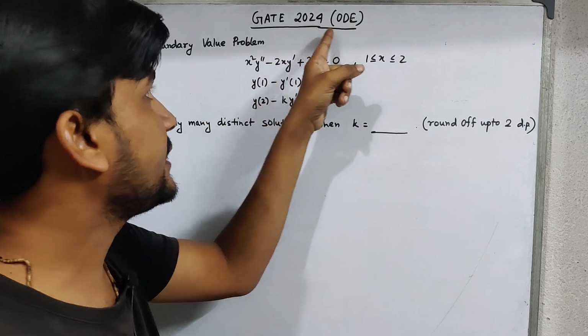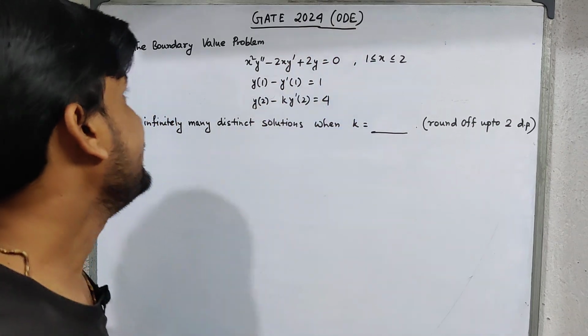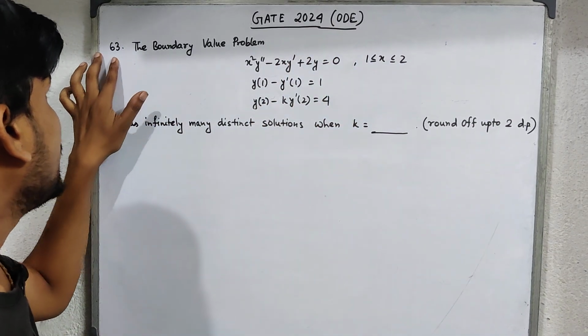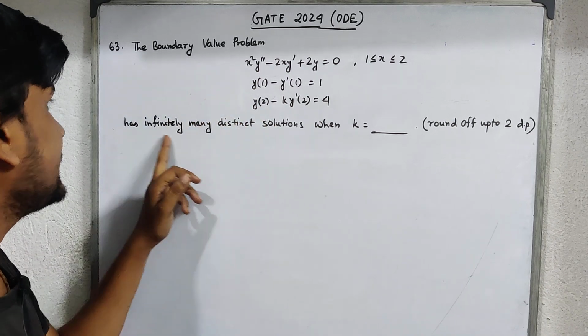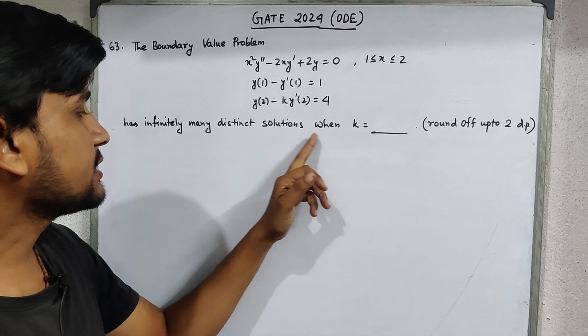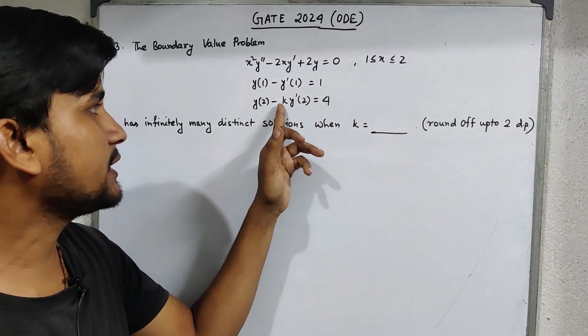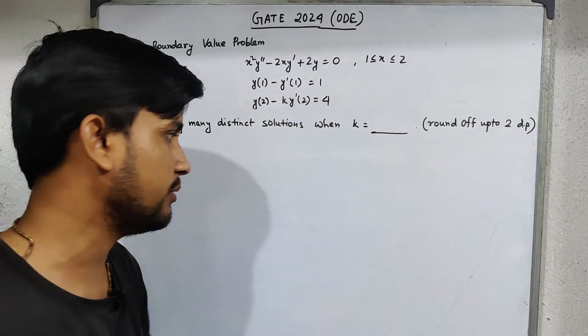We are going to solve a question of GATE 2024, and this is from ODE. Question 63 says: consider the boundary value problem, this one, which has infinitely many distinct solutions when k equals what? Here one k is present in the boundary condition of this problem.